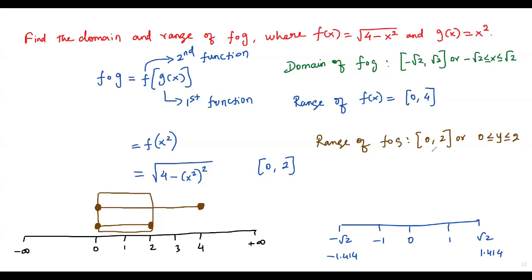So now I got the domain and range of the composite function f dot g. The domain of f dot g is negative square root of 2 to positive square root of 2. The range of the composite function is 0 to 2. Otherwise, we can write them in interval notation.